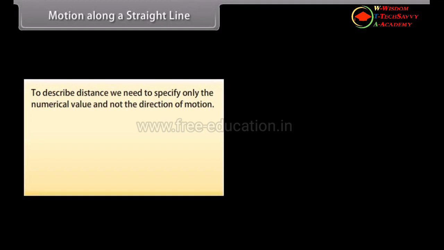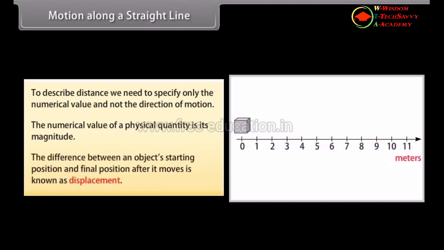To describe distance, we need to specify only the numerical value and not the direction of motion. The numerical value of a physical quantity is its magnitude. The difference between an object's starting position and final position after it moves is known as displacement.